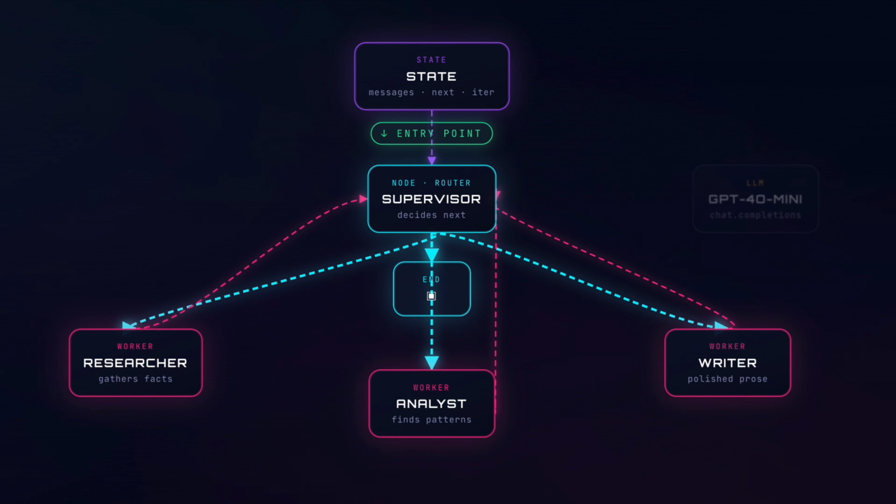A supervisor agent coordinates the work between multiple specialized worker agents, deciding who should handle each part of the task. Now let's say we have a supervisor agent with 3 worker agents, a researcher, an analyst, and a writer. The supervisor decides at every step which worker to call next and whether the task is finished or not. Workers report back to the supervisor, which integrates the output and decides the next move.